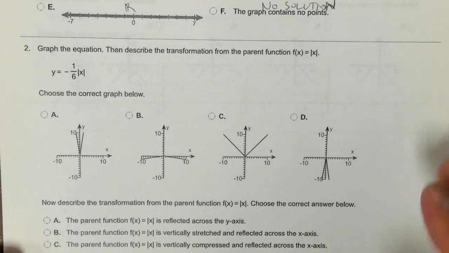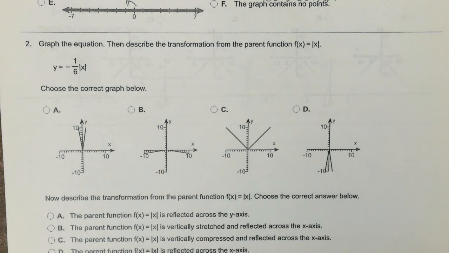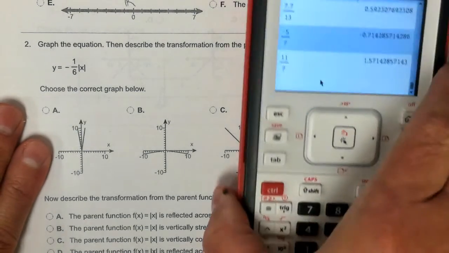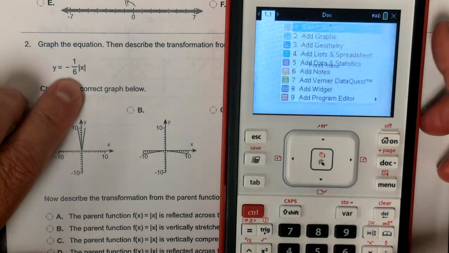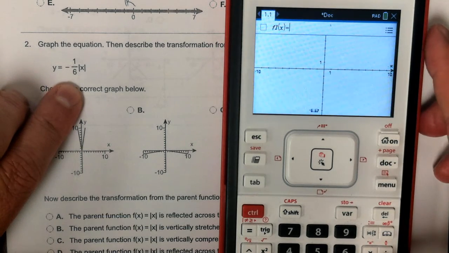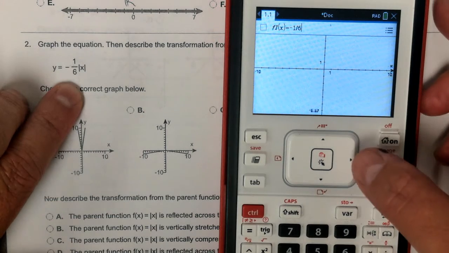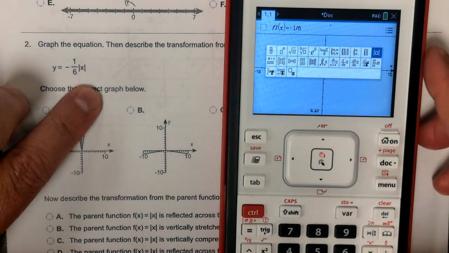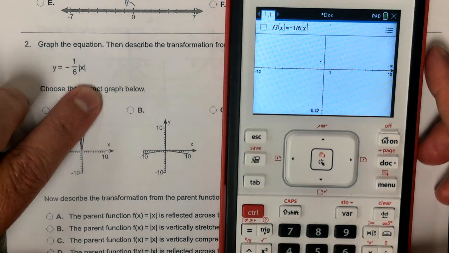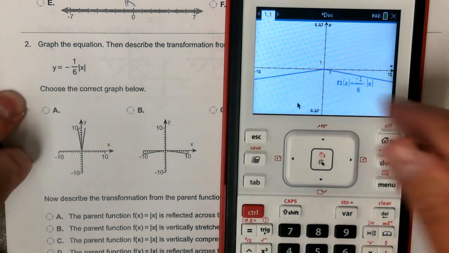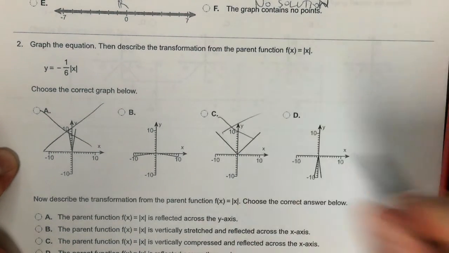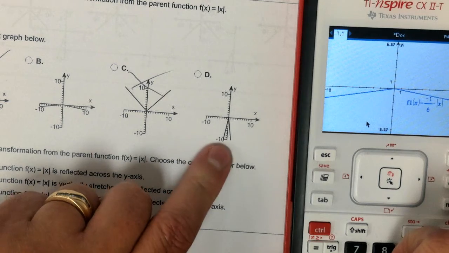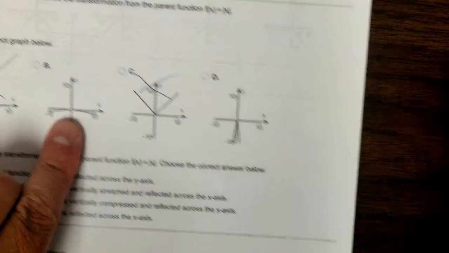Alright, our next problem says graph the equation, then describe the transformation. So first we're just going to graph this. Add graph, negative 1/6, absolute value, x. Okay, so it's down and it's like that. And this one's down, but it's too narrow, and so it's this one.